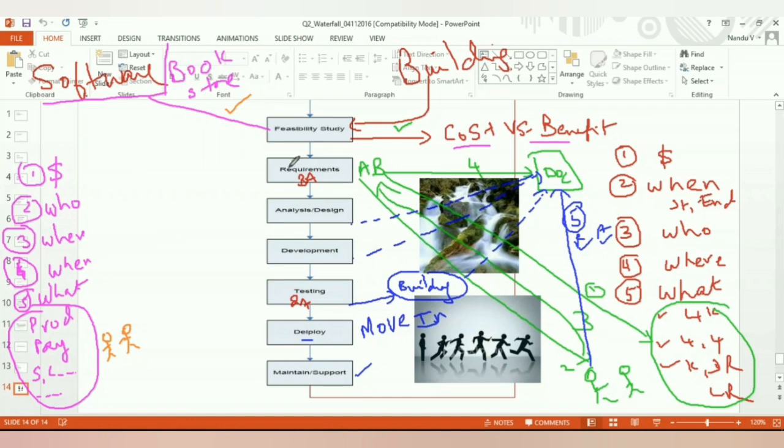So then requirement starts. Who is involved? BAs. How many BAs? How many architects are needed for a building? Same, that's why I said it's a product concept. How many BAs are needed here?